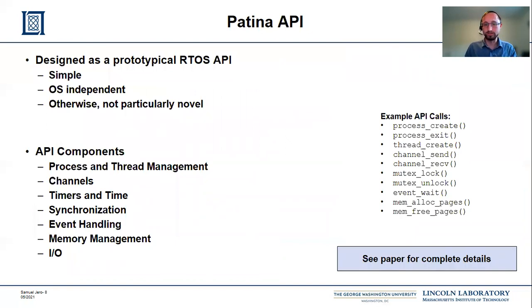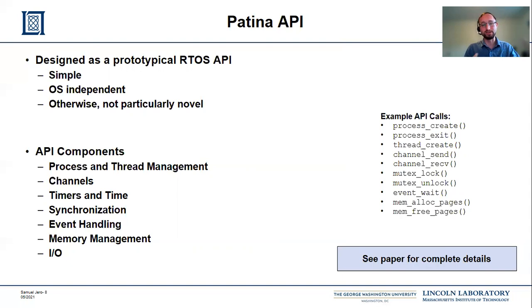Okay, so in this work, we develop a high-level API that we're going to use for our implementations. We call this API Patina. And it's really designed as a prototypical RTAS API. So we wanted it to be simple and OS independent, but otherwise it's not particularly novel and very similar to the kind of things you find in common RTASs.